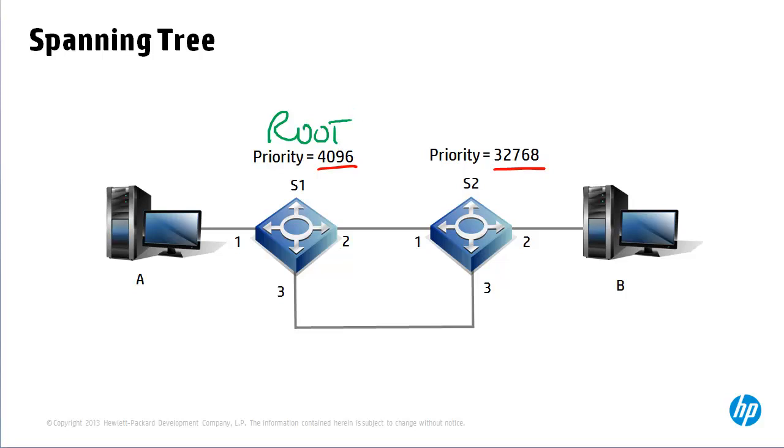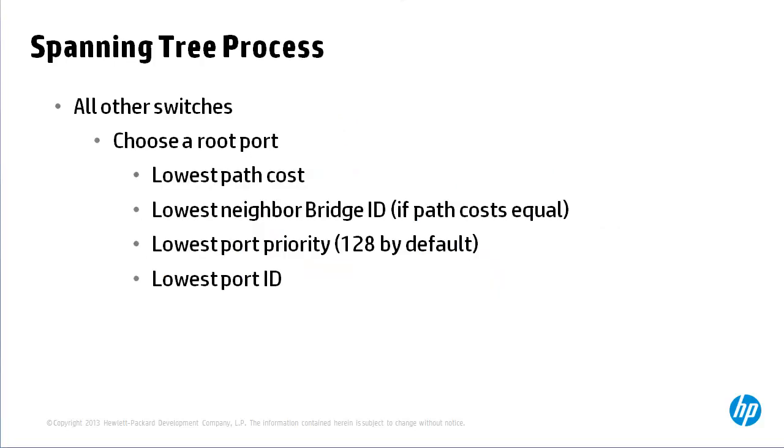The next decision is to determine root ports. Root ports, once again, are determined using the following criteria. One port is chosen on each switch that's not the root bridge based on the path cost. The path cost is an inverse of the speed of the link. The higher the speed of the link, the lower the path cost. The path costs will be added if there are multiple links between this switch and the root bridge. Then it's based on lowest neighbor bridge ID, then port priority, and then lowest port number.